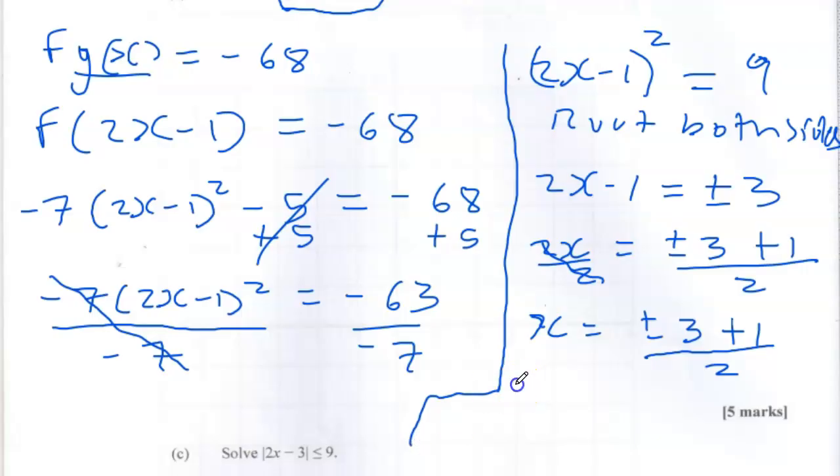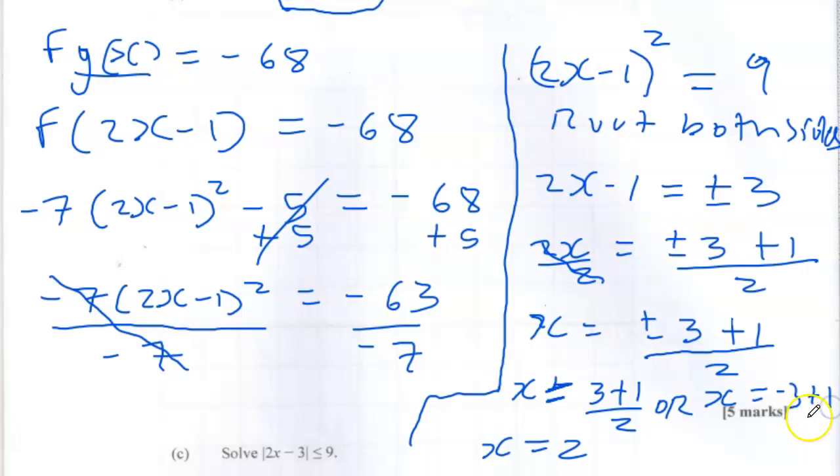All right, so which means that x is equal to positive 3 plus 1 over 2, and that would be equal to 4 divided by 2, which is 2. Or we use a negative also, x is equal to negative 3 plus 1 over 2. So plus or minus 3 plus 1 over 2. Negative 3 and 1, that's negative 2. And negative 2 divided by 2, that's negative 1. So the solutions are x equal to 2 or negative 1.